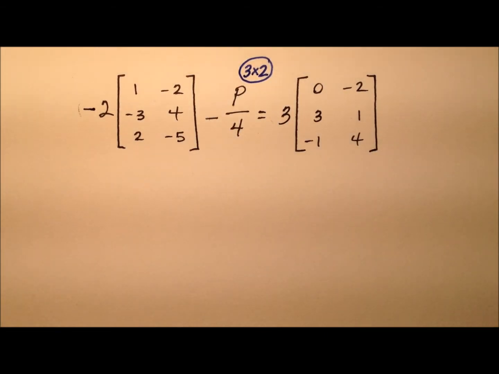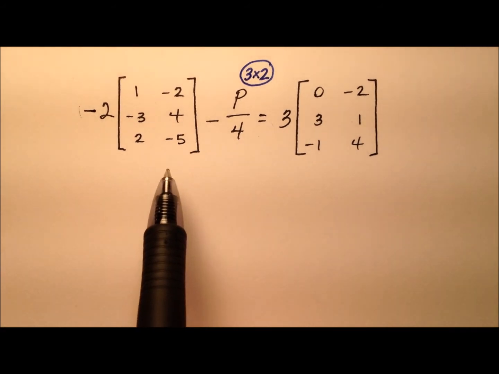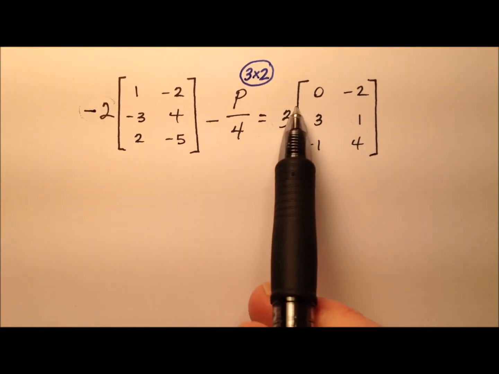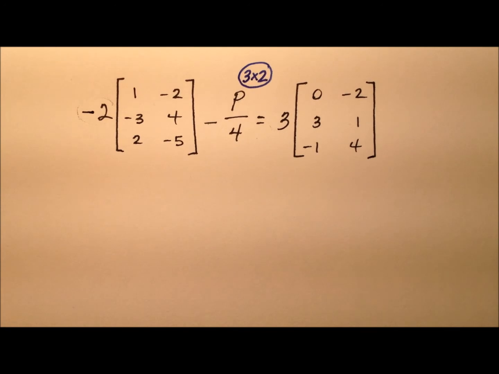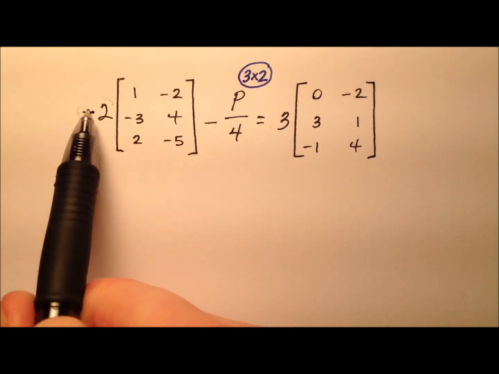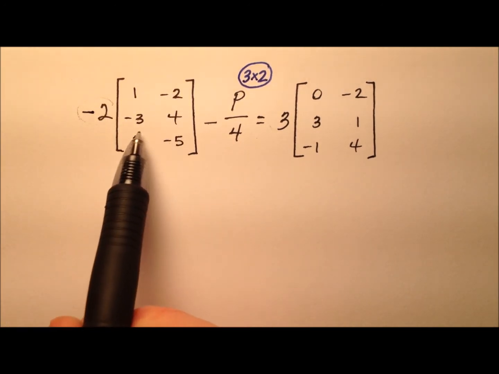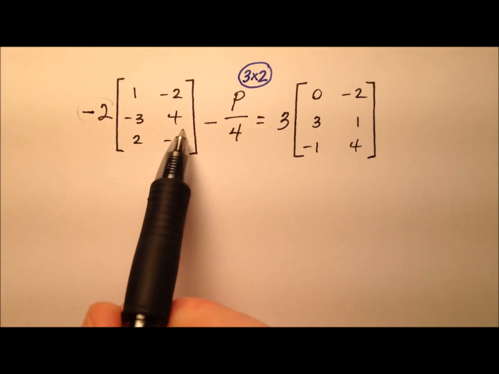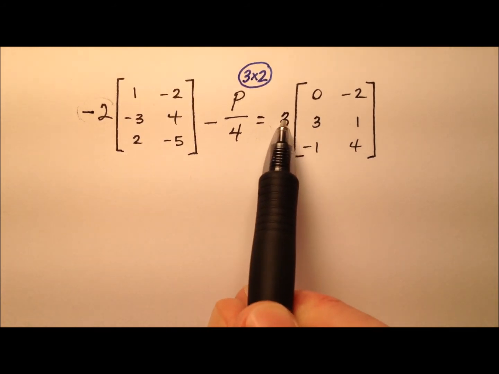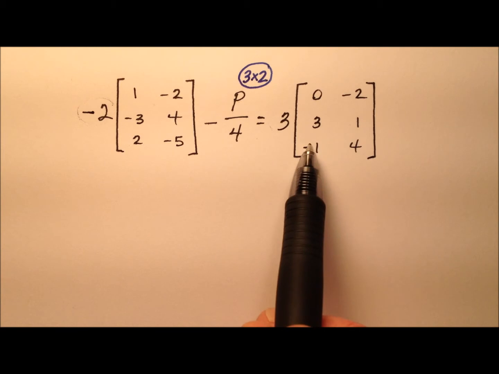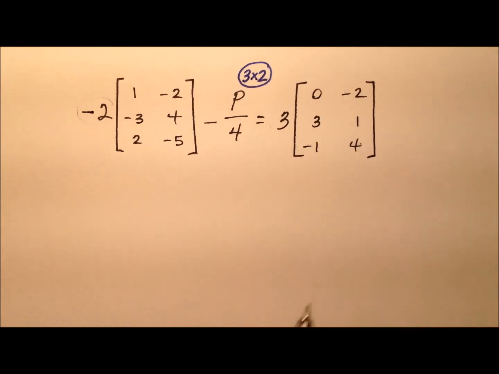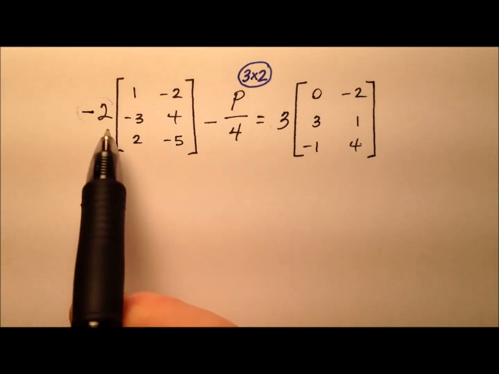Okay, probably the best place to start would be to go ahead and do these scalar products here. So on the first one, let's take this -2 and distribute it through and multiply it by every entry in this first matrix. And also take this 3 and distribute it through to every single entry in this matrix. And so we'll see what it looks like.